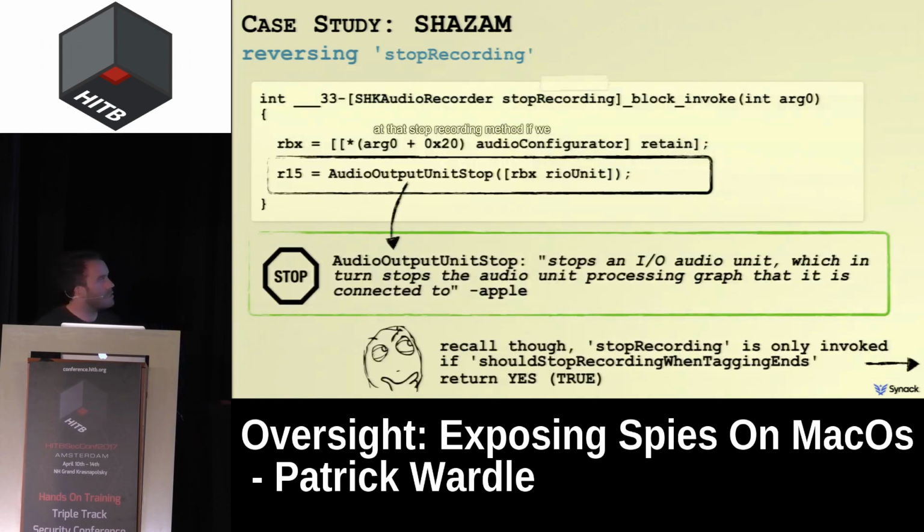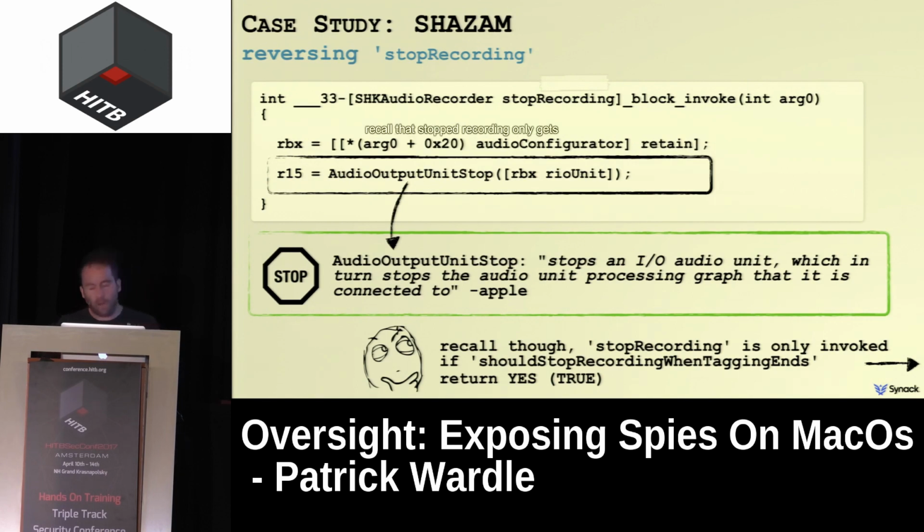So let's first look at that stop recording method. If we disassemble that, we can see it calls Apple's audio output stop function. The SDK docs from Apple say that audio output unit stop stops an IO audio unit, which in turn stops the audio unit processing graph that it is connected to, blah, blah, blah. That basically just means it's going to stop recording off the mic. So yeah, it looks reasonable. Maybe Shazam actually does stop recording when you toggle it off.